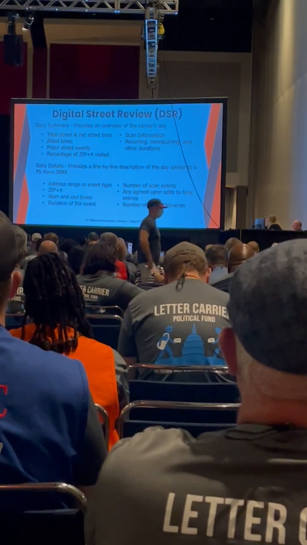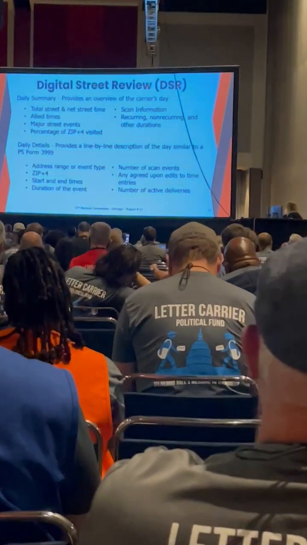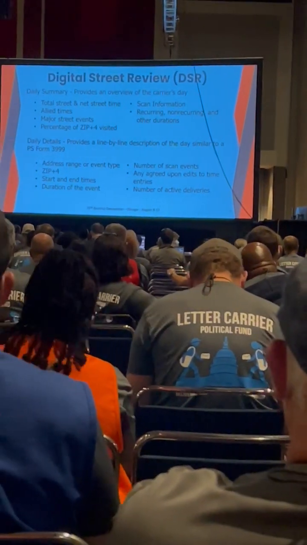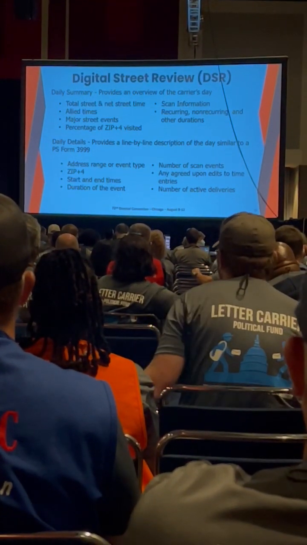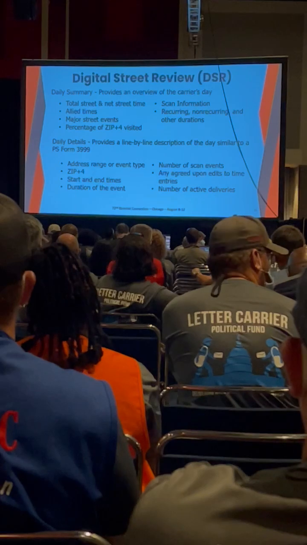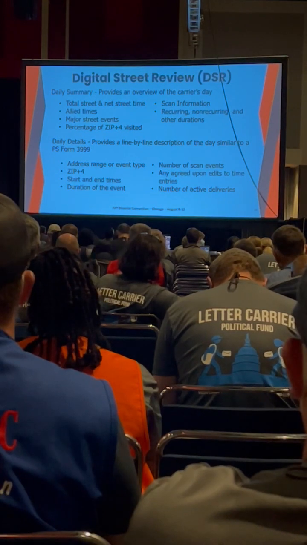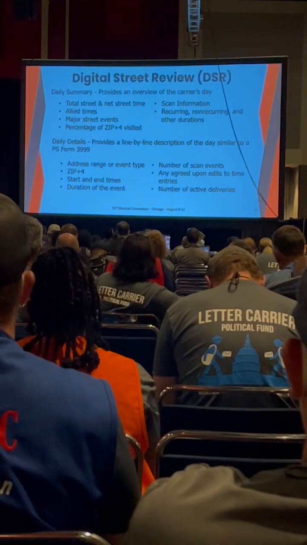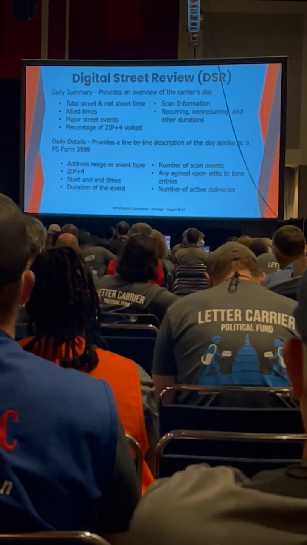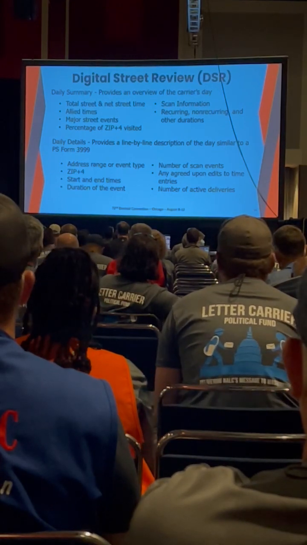So in other words, if I went out in the early morning, but maybe I did a pivot, it'll show that I did a pivot over on this route, so it shows all of my total activity throughout the day. It'll show the different various allied times, if you had replenishment time or customer contact, those types of things. It'll show all of your major street events. It'll show the percentage of the ZIP+4s that you visited on the route that day, so you can see whether you visited 80% of the route or 90% of the route. It'll show all of the scan events and scanning information, and any of the recurring, non-recurring, and other durations of time.